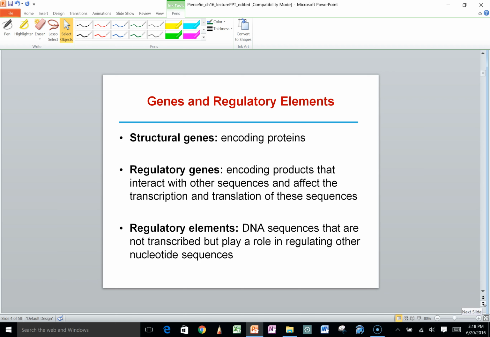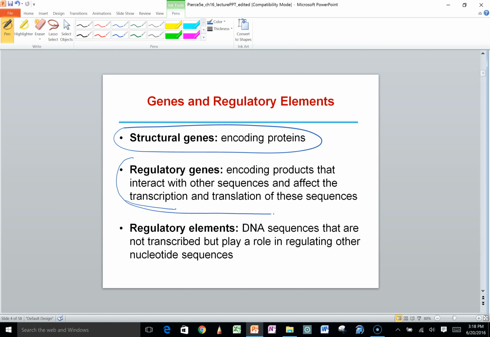When people started formally thinking about regulating genes, this is a little bit odd, but especially when we're talking about bacteria, we can think about things in terms of structural genes. Those are genes that encode proteins. Regulatory genes, I don't really like this term because this is before people really knew what genes were. They separated things out into structural genes and regulatory genes. But now a regulatory gene, it says, encodes a product that interacts with other sequences and affects the transcription and translation of these sequences. Well, these regulatory genes might make a protein. That's a little odd, so I like to think more in terms of regulatory elements. And we'll come back to that.